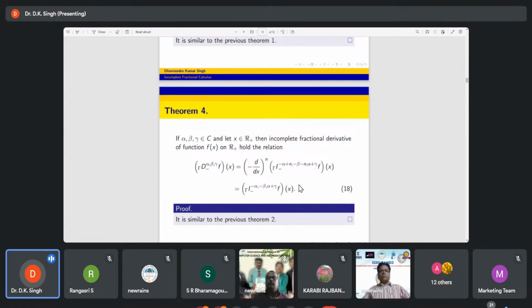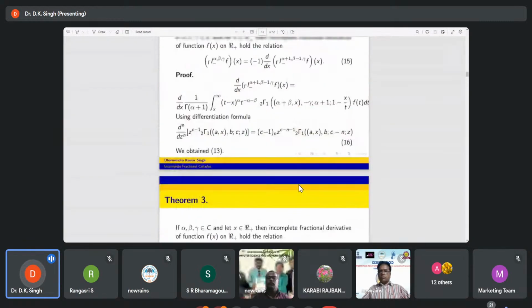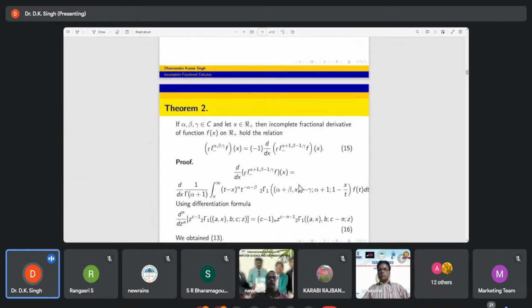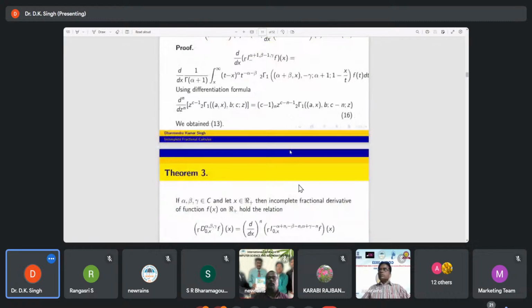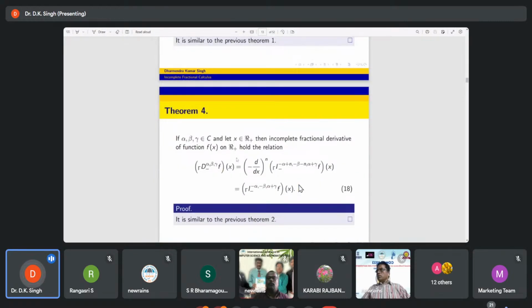So which method are we using here to get the result of theorem 2? We can use this method to calculate theorem 2 here.